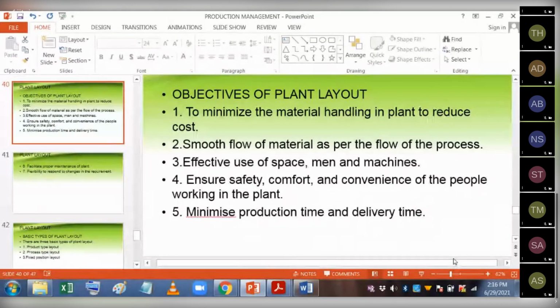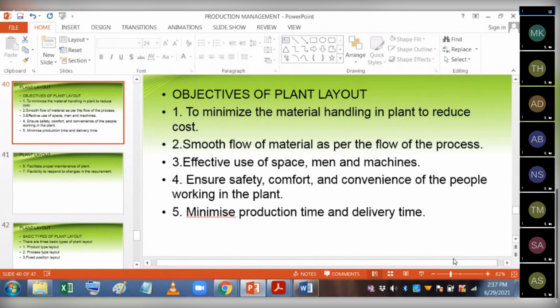The same thing is coming on the third point, effective use of space, men and machines. This also is related to layout. Space is very costly. Space also means cost. So the space should be utilized to the maximum. Then ensure safety, comfort, and convenience of the people working in the plant. You have to locate machineries in such a way that the safety of the person is maintained. You cannot put a workstation just beside a hot working zone. Then the safety and comfort both are disturbed for the operator. So half the time he will leave his place and sit somewhere else.